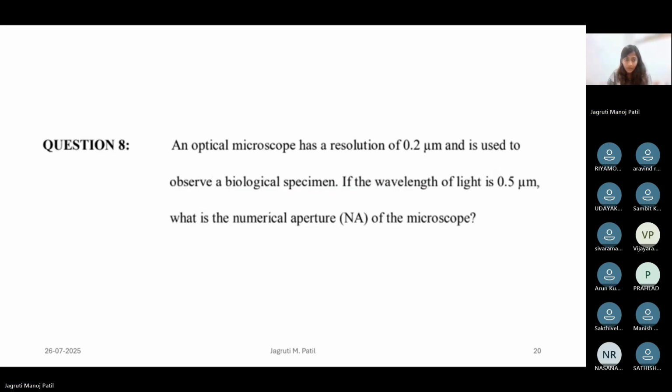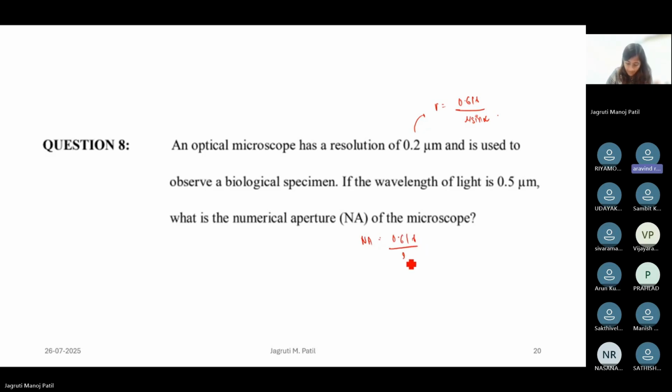Okay. Following on the same question, we have a numerical question here. For an optical microscope whose resolution is given, we are trying to image or observe a biological specimen using it. If the wavelength of light is 0.5 microns, what is the numerical aperture for that microscope? What we just saw is now given here. That is the resolution. This value is presented for us, so we no need to calculate it. But then what's the value for numerical aperture?